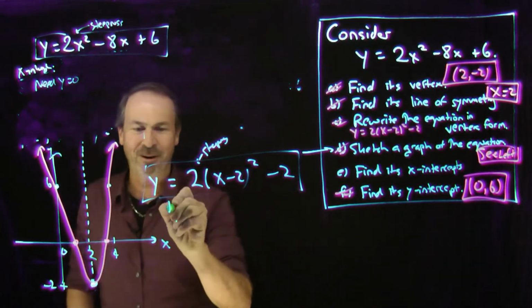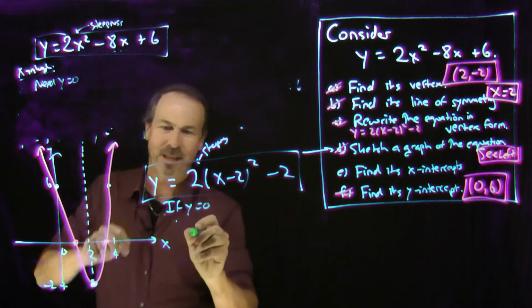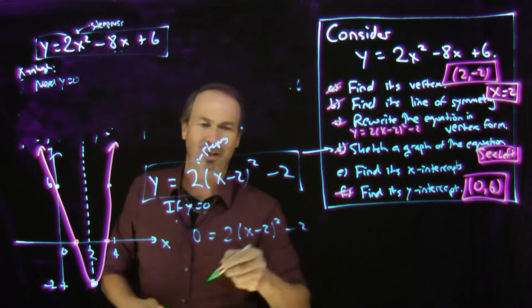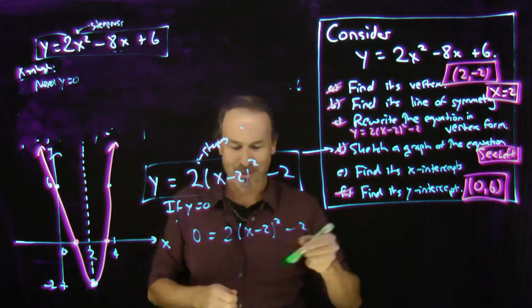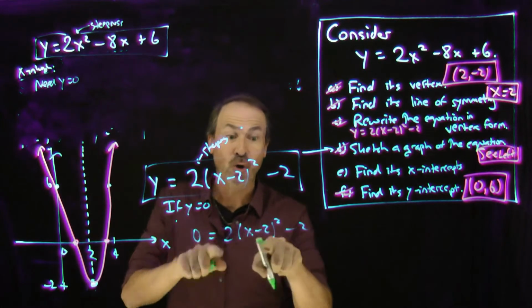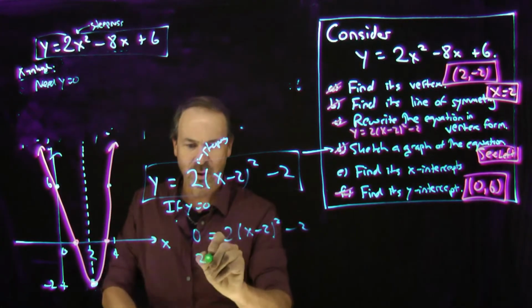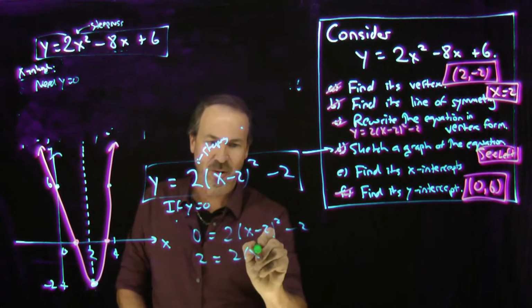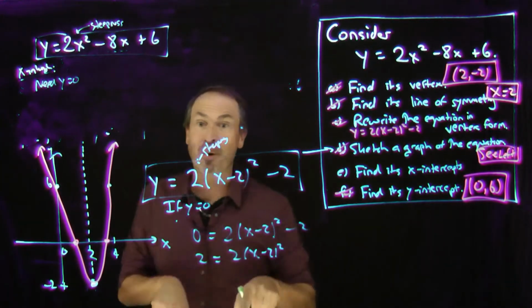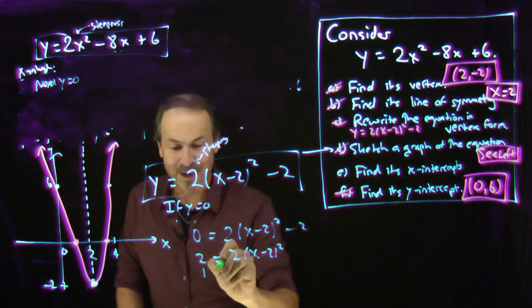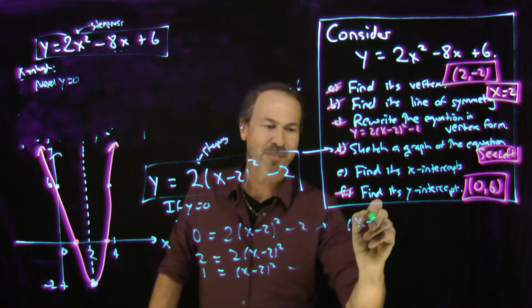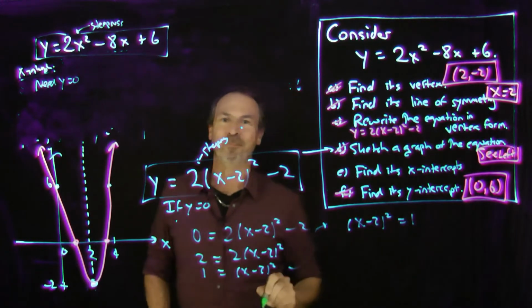So if y equals 0, then I get that 0 equals 2 times x minus 2 squared minus 2. Oh, my pen's not going to run out. Don't run out on me, pen. Not right now. It seems irresistible to add 2 to both sides. Add 2 is just 2 times x minus 2 squared. All right? It seems irresistible to divide both sides by 2. 1 equals x minus 2 squared. Or maybe I could rewrite that as x minus 2 squared equals 1.